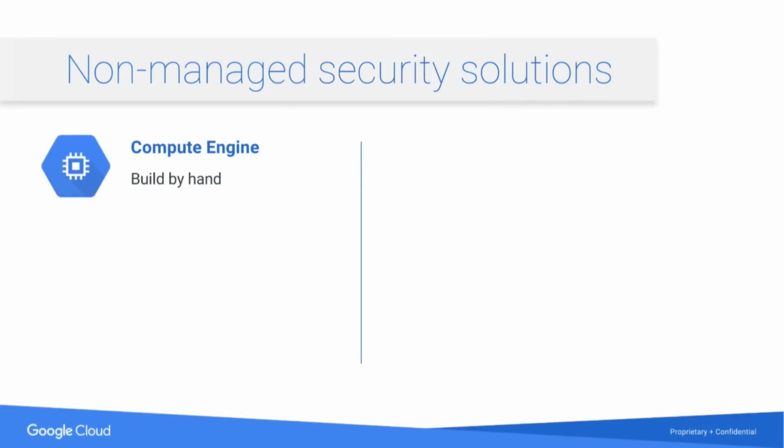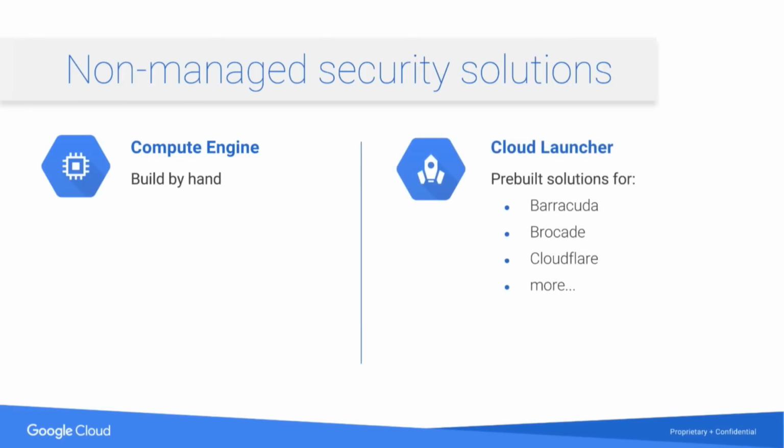So then the question comes up, what happens if I've got something a little bit different? So non-managed security solutions. Well, you know what? You can just spin up a compute engine instance and build it by hand and incorporate it into your overall schema. So some things there you can do around that. Or you could go back to Cloud Launcher, look at some of the patterns that are available there, things like Barracuda, Cloudflare, etc., and use those as a starting point. So there are options there available if you can't find anything within the platform to address your needs.